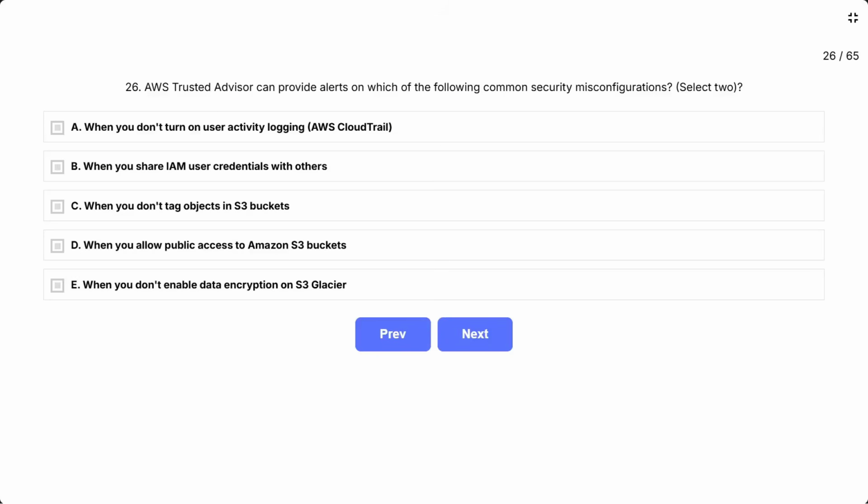Question 26. AWS Trusted Advisor can provide alerts on which of the following common security misconfigurations? Select 2. A. When you don't turn on user activity logging, AWS CloudTrail. B. When you share IAM user credentials with others. C. When you don't tag objects in S3 buckets. D. When you allow public access to Amazon S3 buckets. E. When you don't enable data encryption on S3 Glacier.